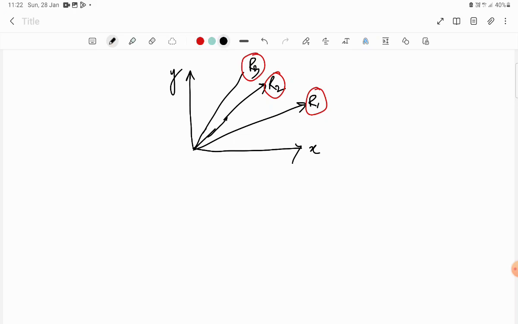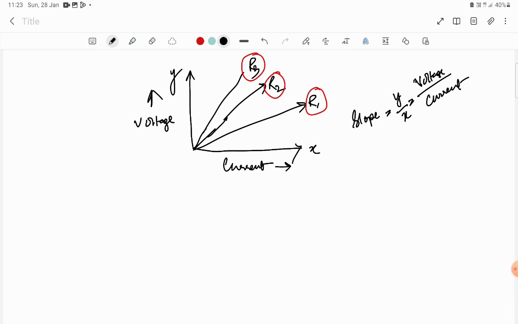Now we know that the slope of this graph, that is y by x, will give you voltage by current. If I'm plotting current on this side and voltage on this side, then the slope of this graph will give me R, that we call resistance. This slope, this angle will give us resistance. Therefore the resistances are shown here.